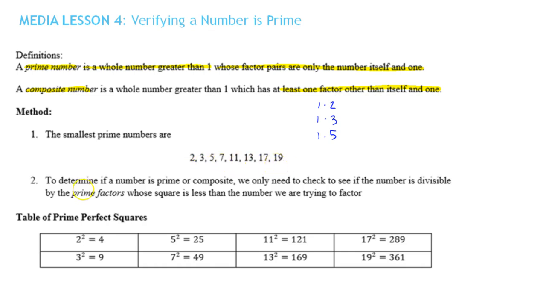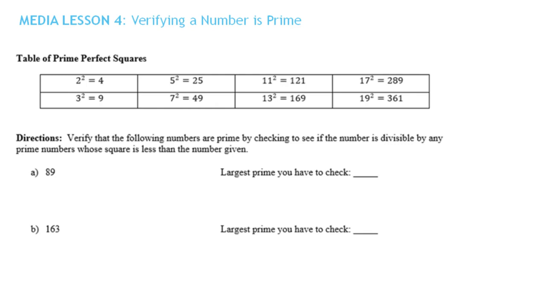Now, here's a nice fact, and we're going to justify this fact when we do the first problem. To determine if a number is prime or composite, we only need to check to see if the number is divisible by the prime factors whose square is less than the number we are trying to factor. I know that's a mouthful, but it's very similar to the idea of finding all of the factor pairs. But instead of looking at every number, we're only going to need to look at prime numbers to verify a prime number. So we're going to look at the first example and see why this is the case.